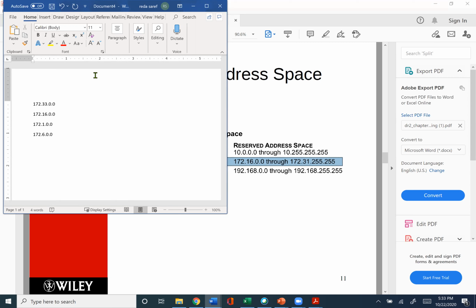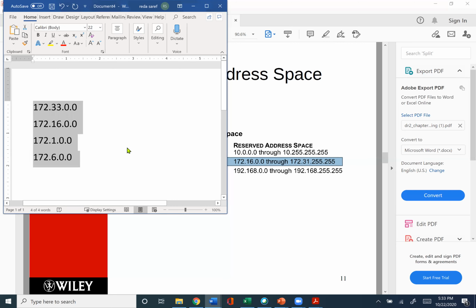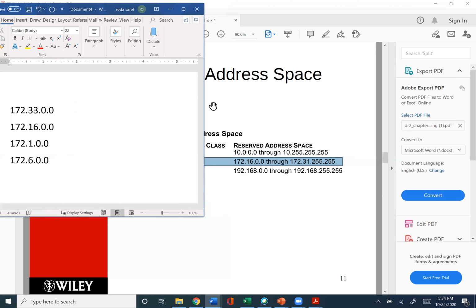So think about this question right here. Think about these IP addresses that I just put in here. This is how the question will be on your exam as well. They will tell you which one of these are private, or reserved. You have the data right here. So which one is reserved?